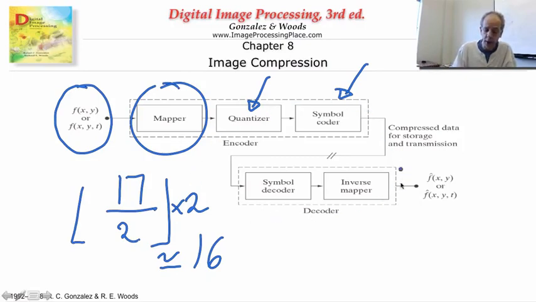So that's the whole set of steps, and this also explains why we need standards. If I use a certain mapper, the decoder needs to understand the mapper so he or she can invert it. And I need to explain to the decoder the symbol coding that I use so the decoder can do the reverse of that symbol coding.